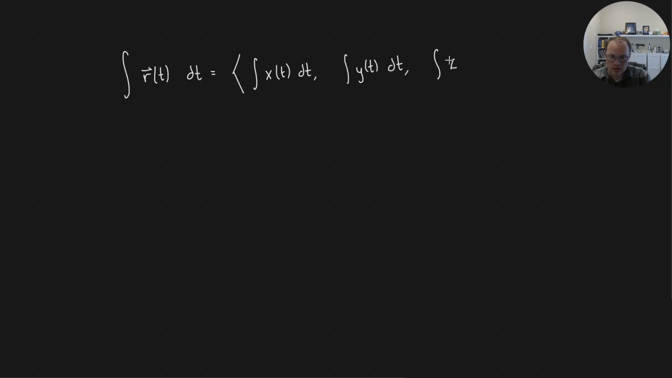Let's finish off this section with a discussion of integration. Based on what we've learned about derivatives, it should not be surprising that if we want to integrate a vector valued function, we just integrate each of the component functions. So the integral of the vector valued function r of t with respect to t, I would just separately integrate each component function. So x of t, I'd integrate y of t, and I'd integrate z of t if there is that third component. So pretty straightforward.